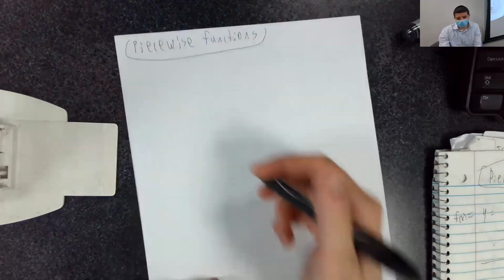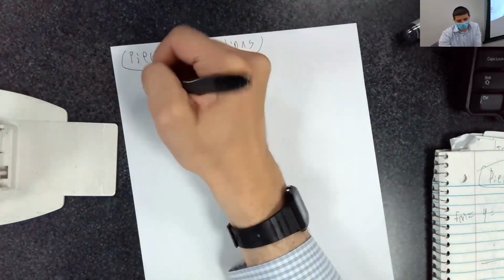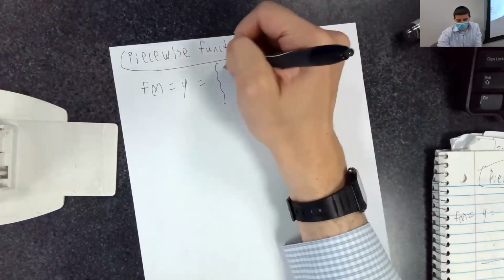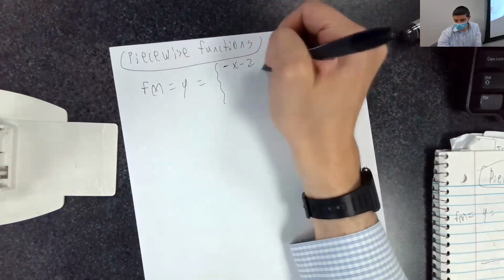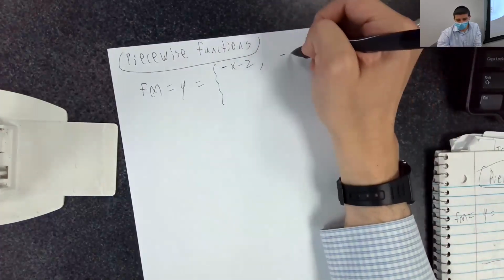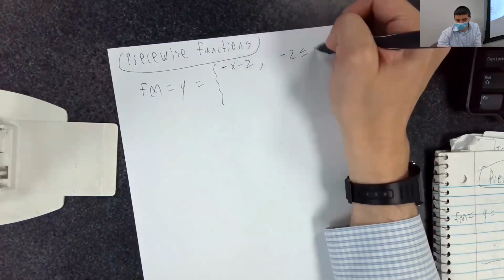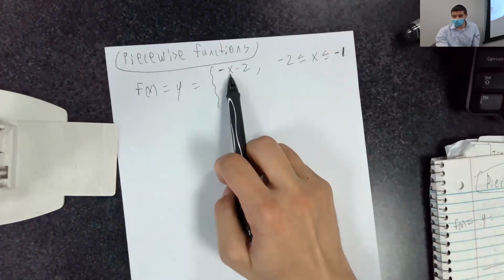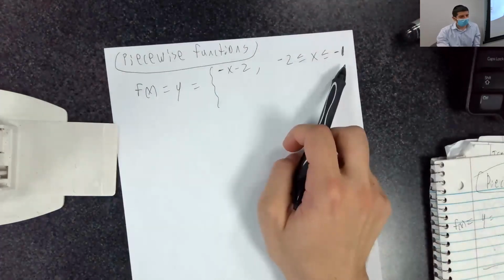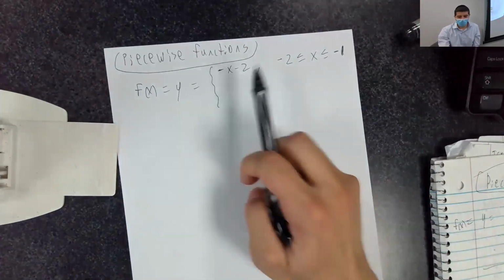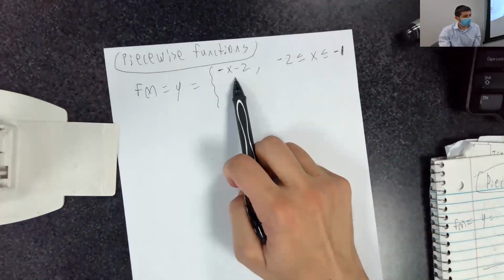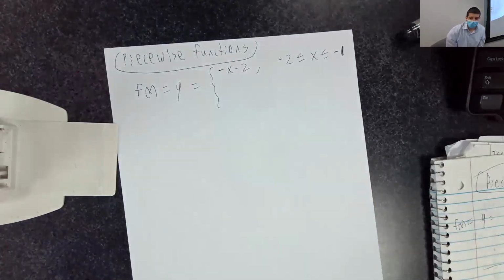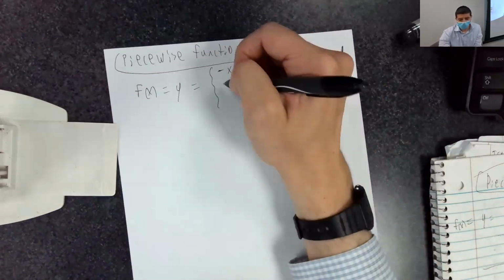Let's glue. f of x equals y is equal to, first I want it to be this line, negative x minus 2, and I want it to be that for x's in between negative 2 and negative 1. So I start off with this line, but only for x's between negative 2 and negative 1. First of all, what's the slope of this line? Negative 1, right? So we can already recognize it as a line.